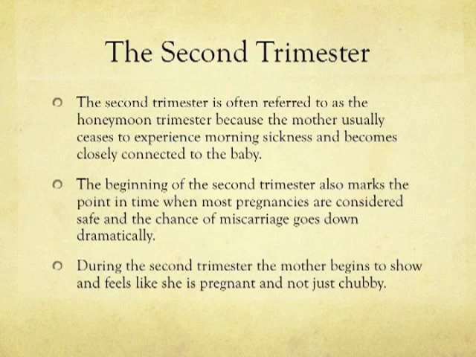The beginning of the second trimester also marks the point in time when most pregnancies are considered safe and the chance of miscarriage goes down dramatically. Usually if there's a defect, it'll get taken care of in the first trimester, so babies in the second trimester often have a much higher chance of being carried full term. During the second trimester, the mother begins to show and feels like she's pregnant and not just chubby.